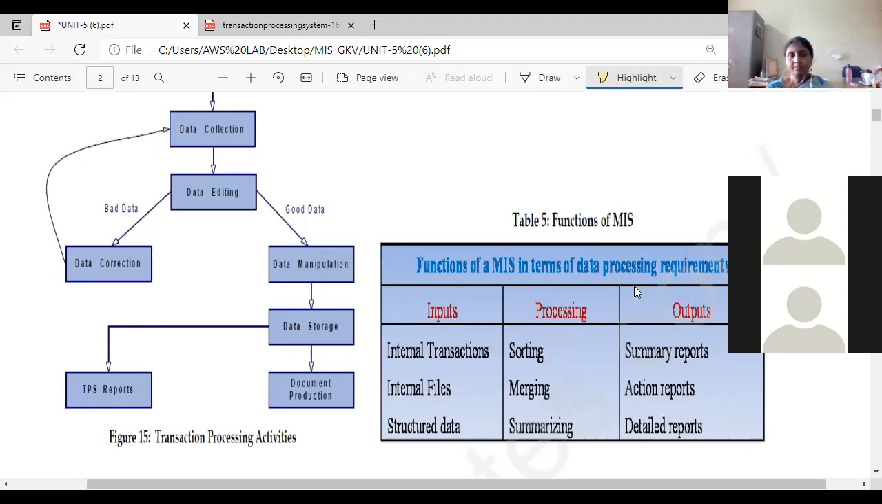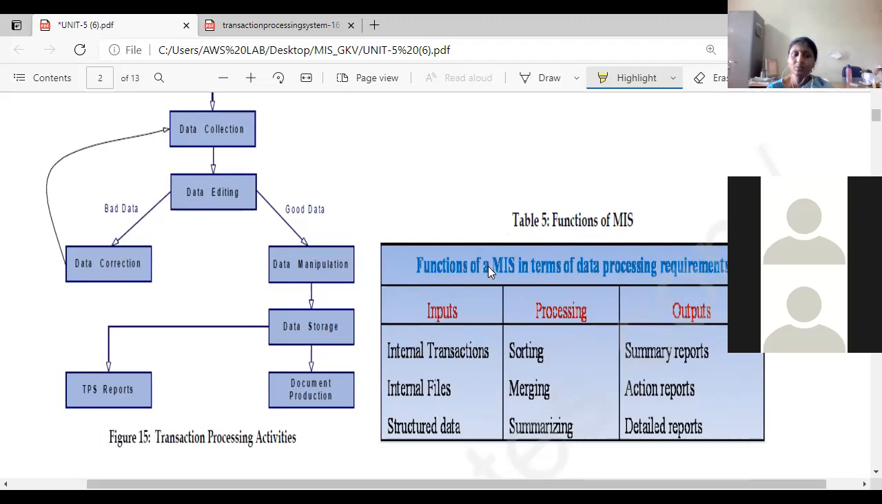Here we are going to explain one more table. Here, how is MIS related with the transaction processing system? What are the functions of MIS in terms of data processing requirements? We know that a management information system is also a set of components, and again it uses hardware, software, and networking components. See here, suppose your inputs are internal transactions.